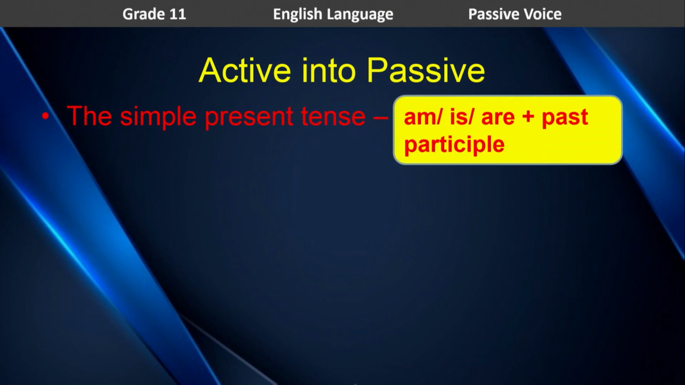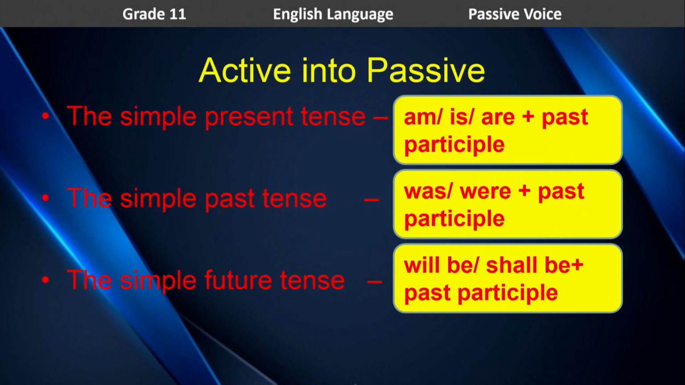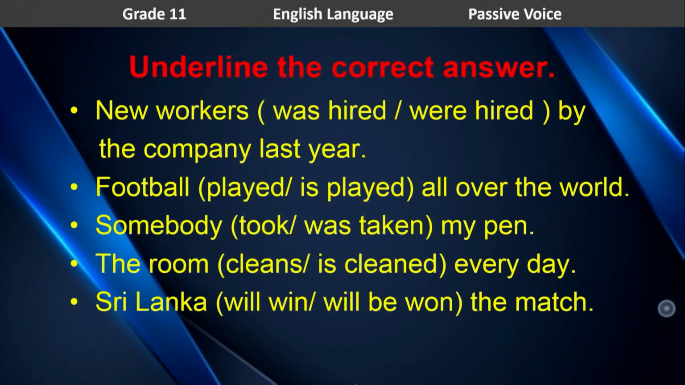The simple present tense. When you convert a simple present tense sentence into passive voice, you have to use is, am, are plus past participle. What about the simple past tense? Can you tell me the answer? Was or were plus past participle. What about the simple future tense? It has to be will be or shall be with past participle. Of course, correct. We are going to see whether the children have understood our lesson.